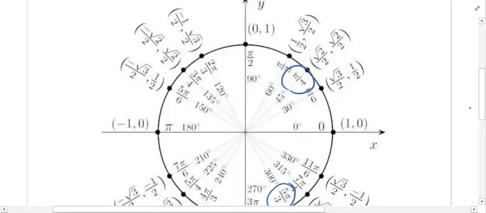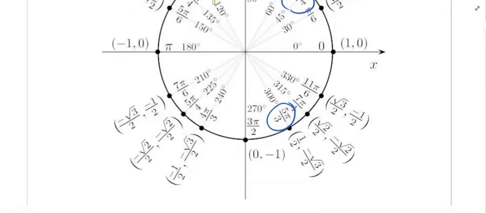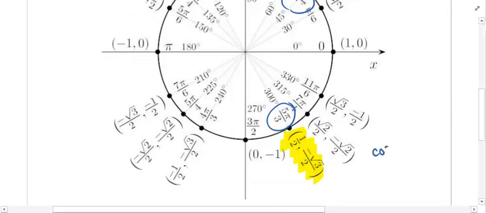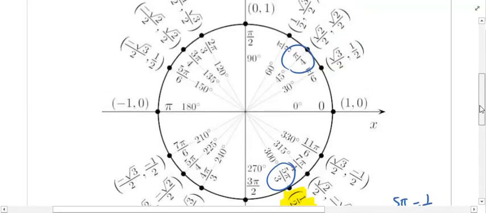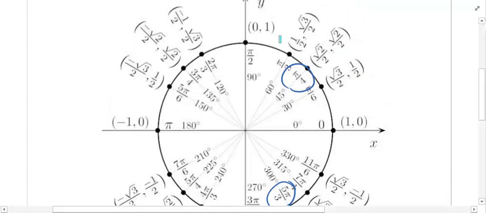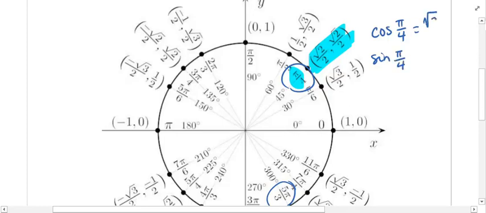Okay, so if I look at the unit circle, here is 5 pi over 3. Here's the point. So I get that the cosine of 5 pi over 3 is 1/2, the x-coordinate. The sine of 5 pi over 3 is negative square root of 3 over 2. Signs are important here. We've already looked at pi over 4, so we know that the cosine and the sine of pi over 4 are both the positive square root of 2 over 2.